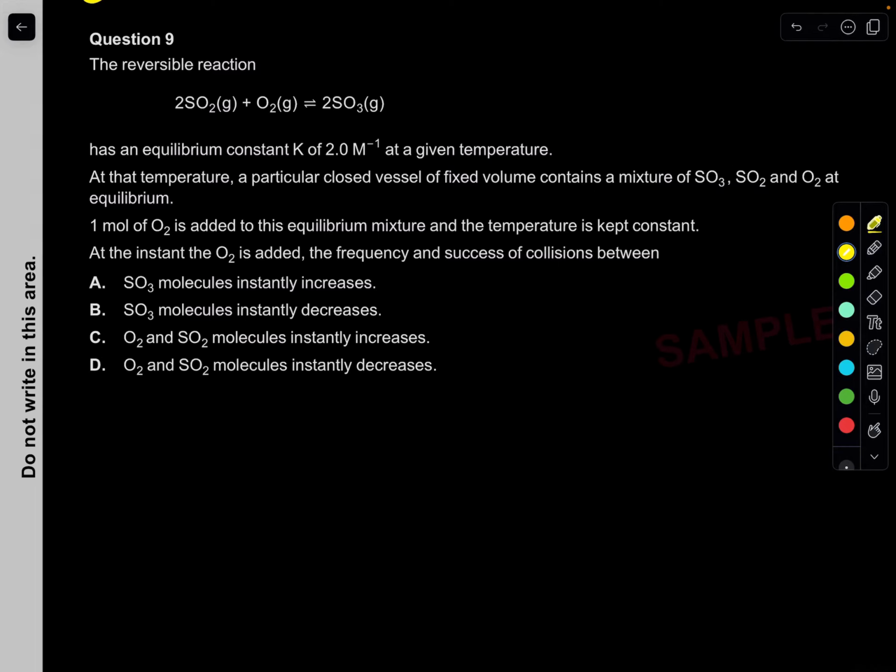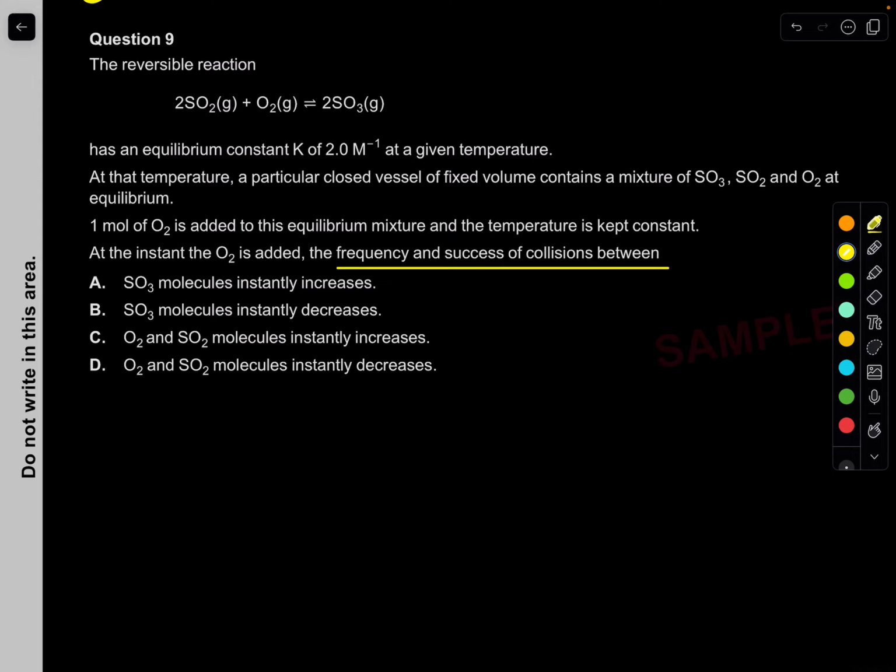Now just be careful with the wording here. It's talking about the frequency and success of collisions. Nothing to do with equilibrium. So do not even touch Le Chatelier's principle. Do not even touch it. So we're talking about the frequency and success of collision.